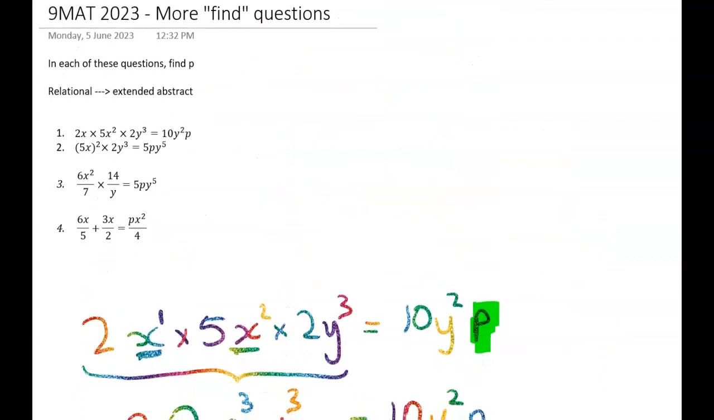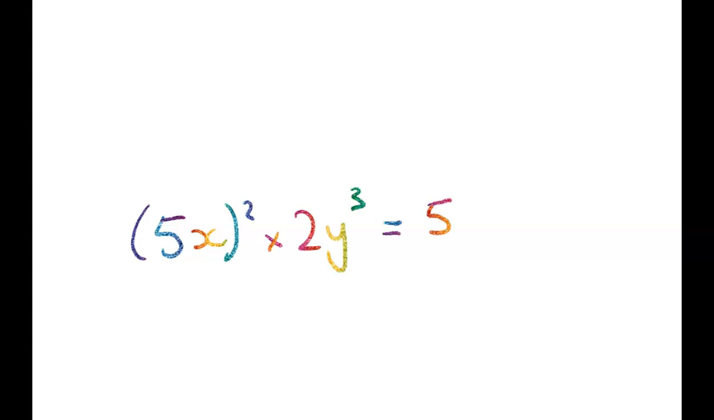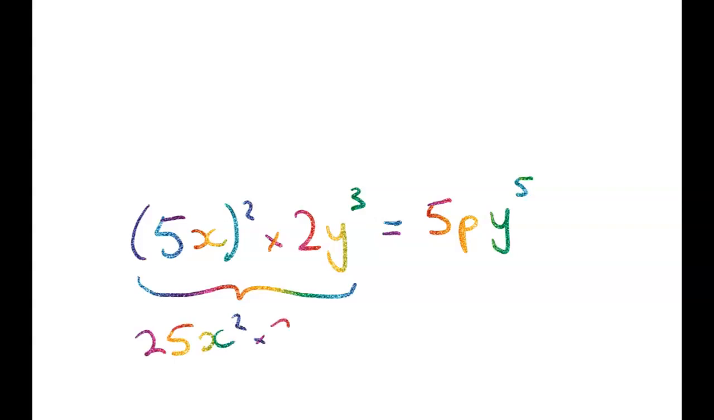Let's look at question 2. Oh yeah, I chucked in some brackets in here to give you some practice with just what we do with brackets. I could have put some negative signs in, I've just realized that, but that's okay. Too late now. Okay, so question 2 says we've got 5x in brackets squared times 2y cubed, and that's the same as 5p y to the power of 5. So again, we're going to clean up what we've got here. We've got 25x squared times 2y cubed is equal to 5p y to the power of 5.